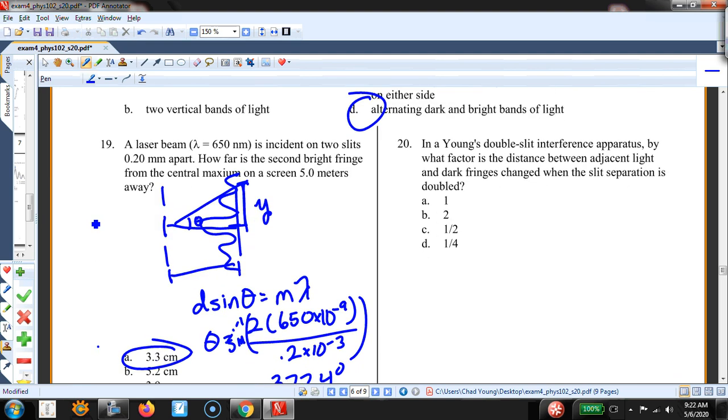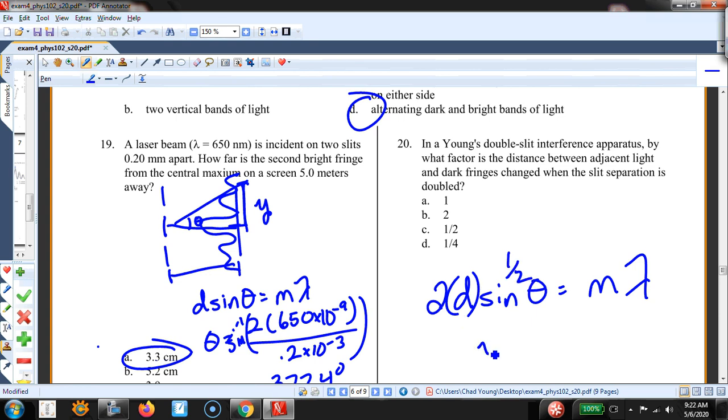Okay, in Young's double-slit interference apparatus, by what factor is the distance changed when the slit separation is doubled? So d sine theta equals m lambda. And I'm doubling the slit separation. If I double that, what happens to the distance between them? Well, if that doubles, this has to halve. And if that halves, the angle halves, then that means that this also halves.